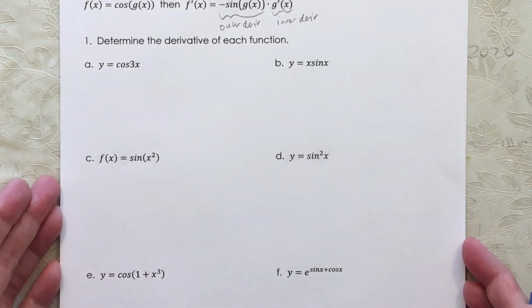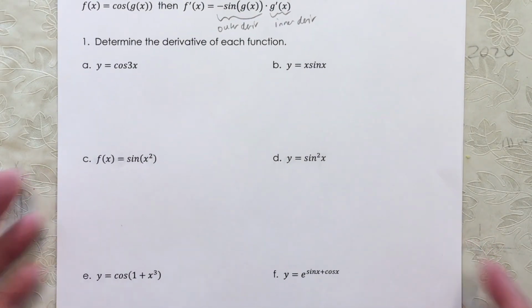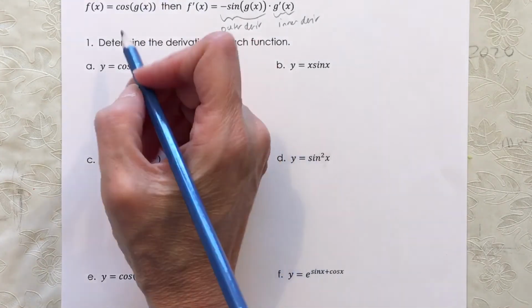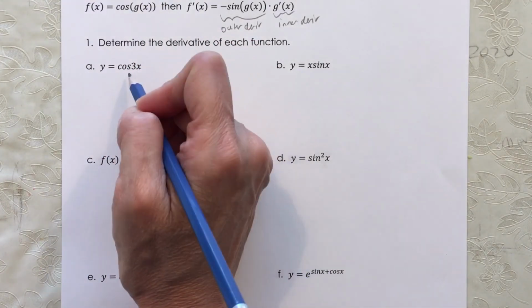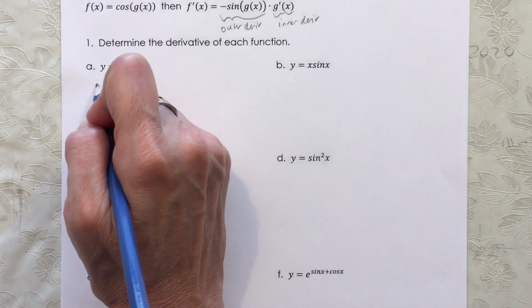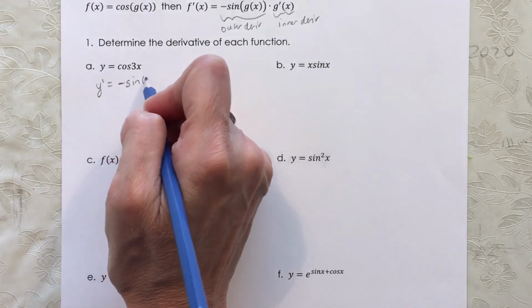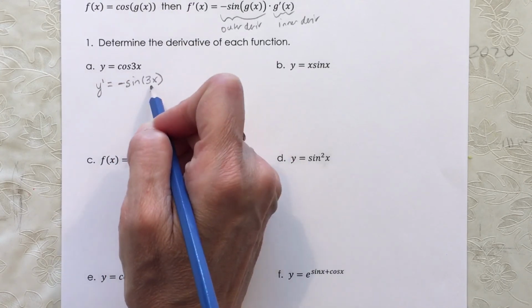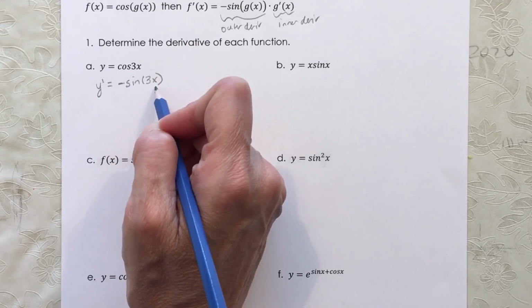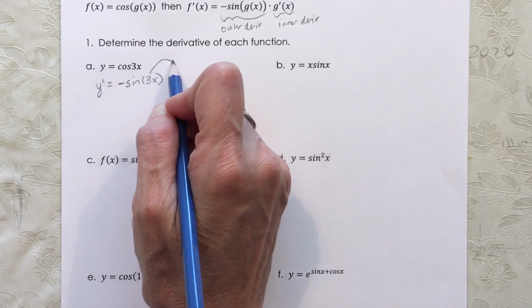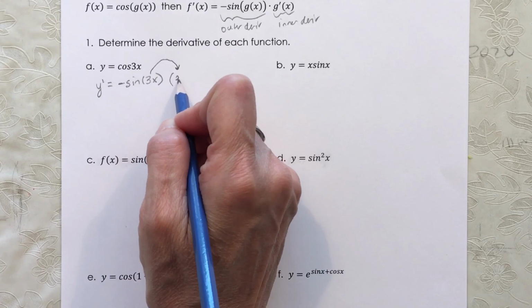Okay, so this is kind of our last big topic that we're fitting in this year. So determine the derivative of each function. Y equals the cosine of 3x. So we know that the derivative of cos is negative sine, so y prime is going to be negative sine of 3x. And I'm going to use brackets there to show that 3x is the subject. That's what I'm taking the sine of. And then also multiplied by the derivative of 3x, which is 3.